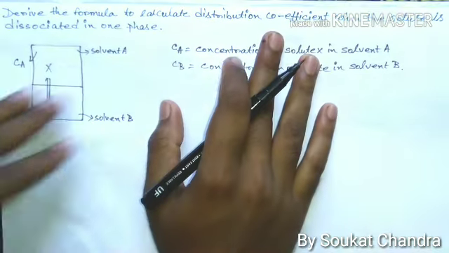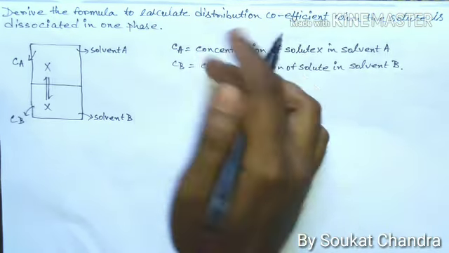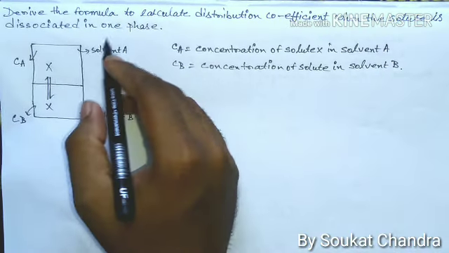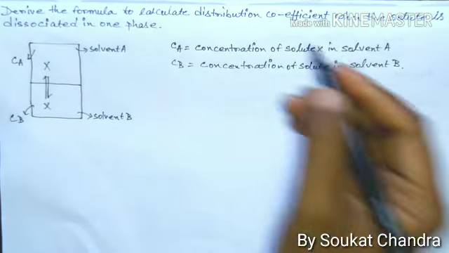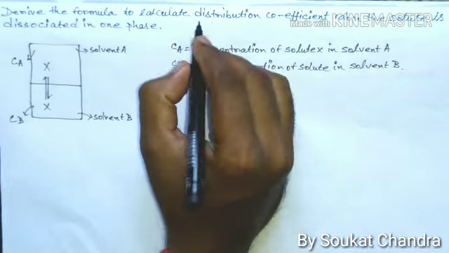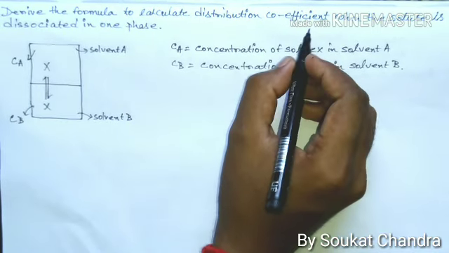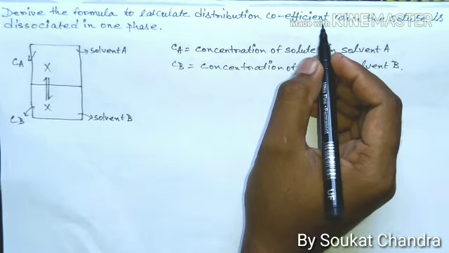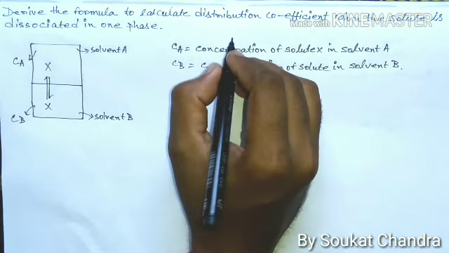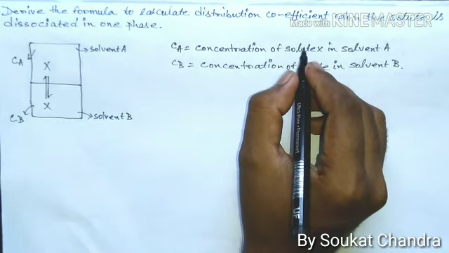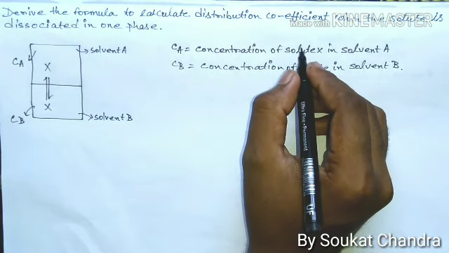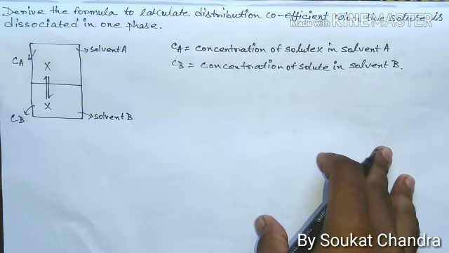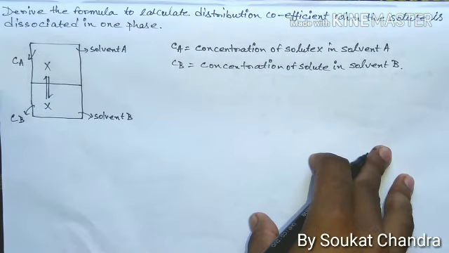Today I am going to discuss the formula to calculate the distribution coefficient when the solute X is dissociated in one phase. At first, I have to discuss the distribution coefficient. What is the distribution coefficient? If an excess of liquid or solid is added to a mixture of two immiscible liquids, it will distribute itself between the two phases so that each becomes saturated.